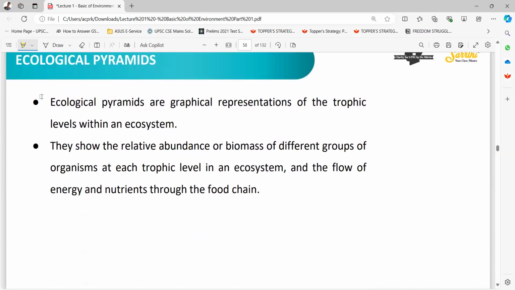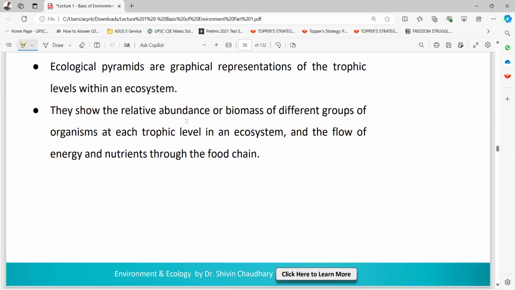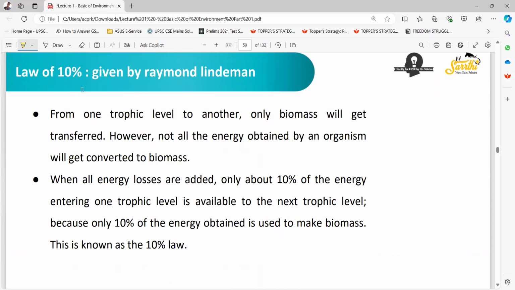Okay, ecological pyramids. Next, we will discuss the ecological pyramids. Ecological pyramids are graphical representations of the trophic levels within an ecosystem. They show the relative abundance or biomass of different groups of organisms at each trophic level in an ecosystem and the flow of energy and nutrients through the food chain. Law of 10%, given by Raymond Lindeman. From one trophic level to another, only biomass will get transferred. However, not all energy obtained by an organism will get converted to biomass.